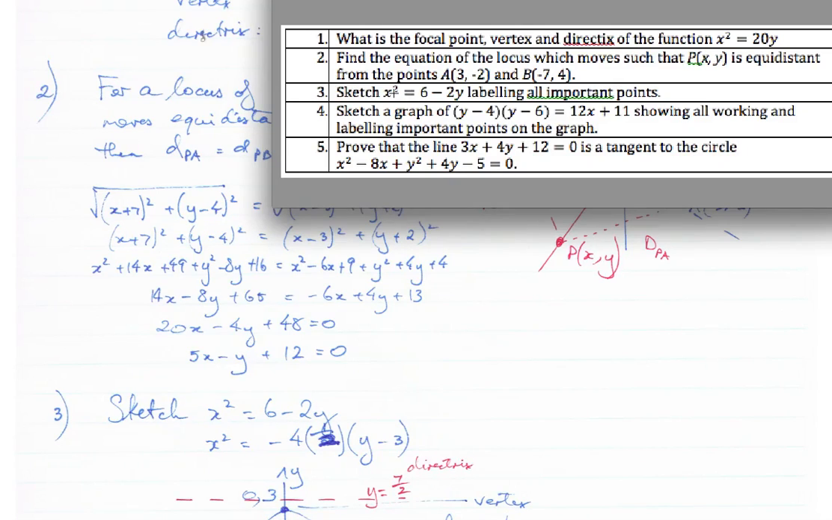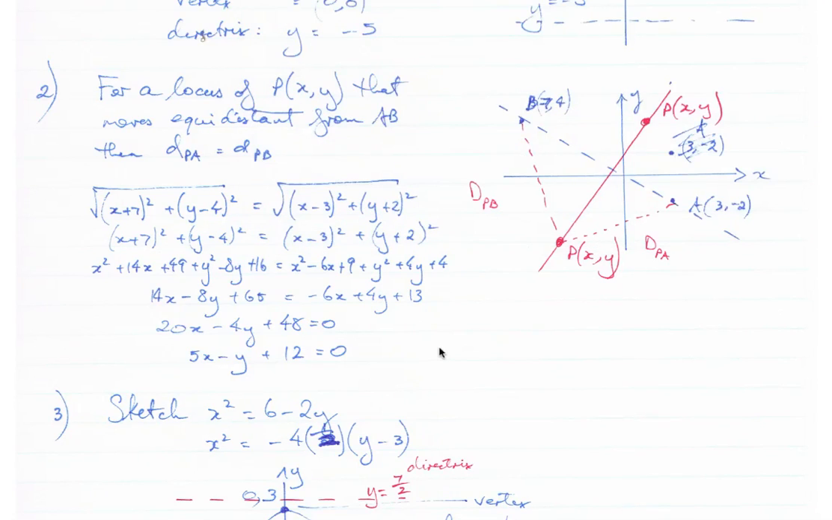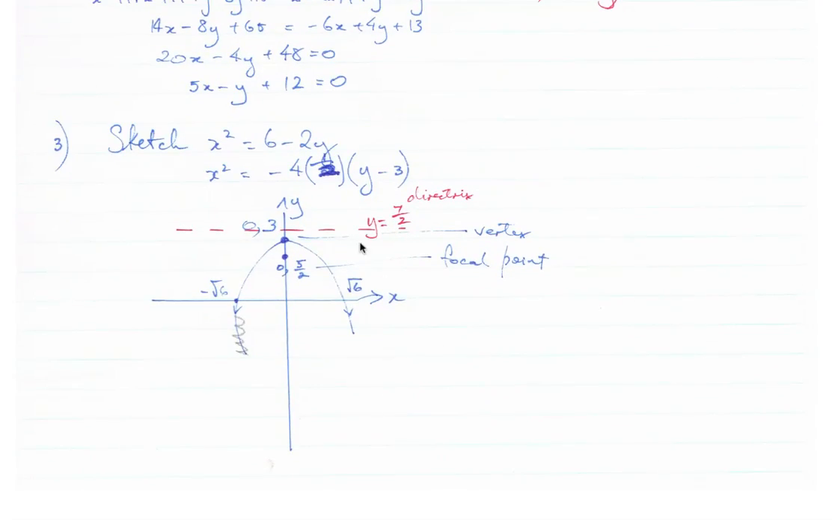Question 3, sketch this thing, x squared equals 6 minus 2y. Okay, now, as I said right at the beginning, x squared equals 4ay. You have to put it in this format. So the first thing you might want to do is take 4 out. Now notice here, y is negative. So, in our general format of a parabola, we have x minus a all squared equals 4a times y minus b. Now, so the x and the y's always have to be positive.